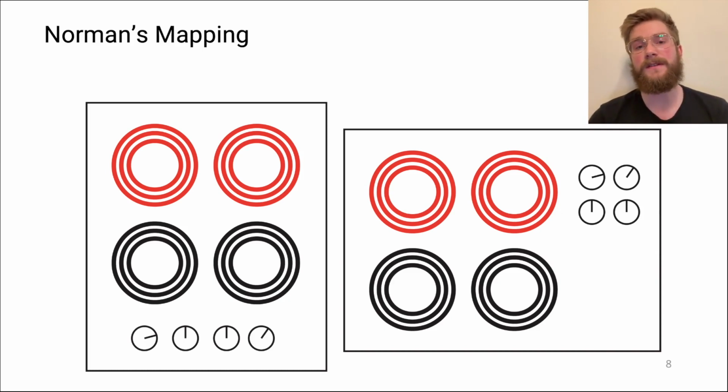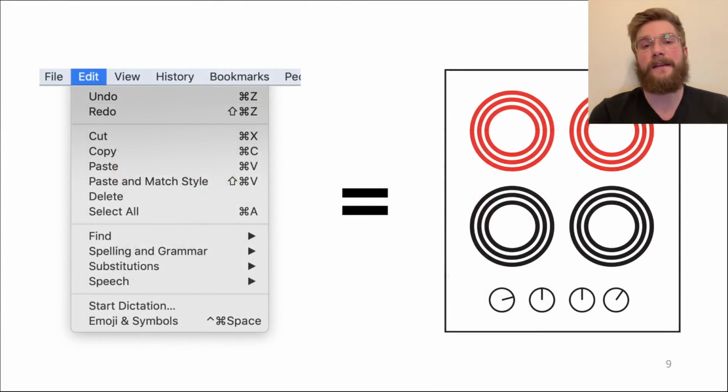However, when you arrange the dials in a square, it becomes immediately obvious which dials control which burners. That isn't the case with keyboard shortcuts right now, because there's no natural mapping between how we enter a shortcut and how it's displayed in the linear menus.